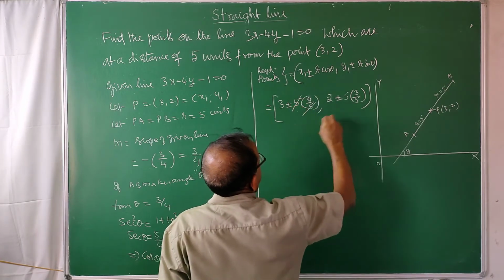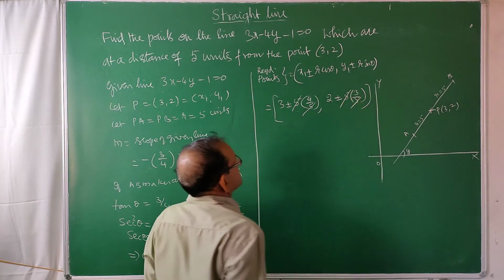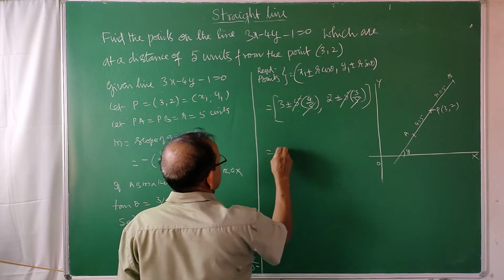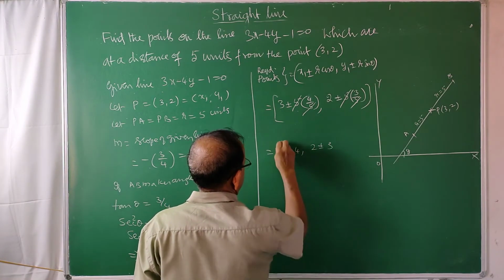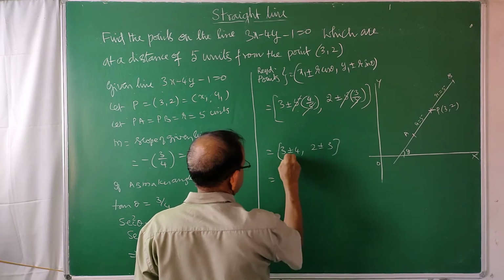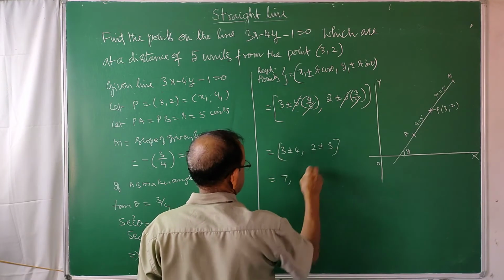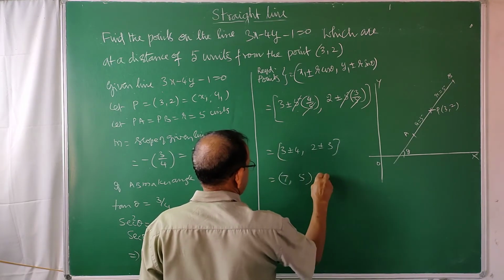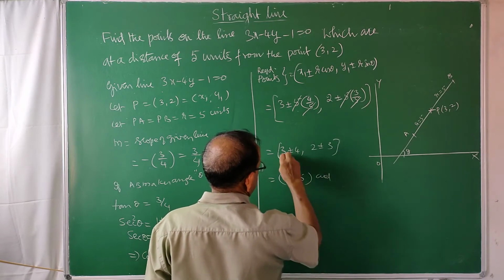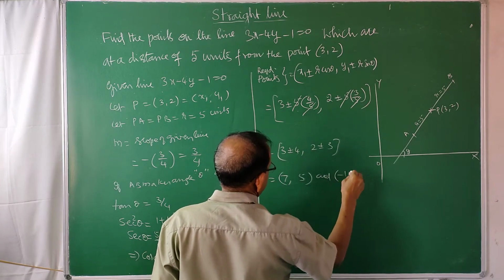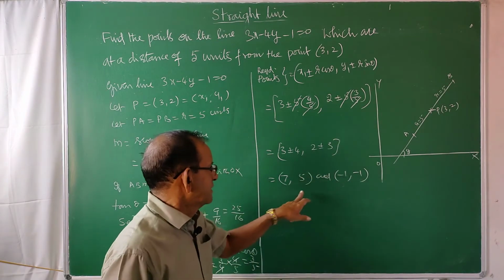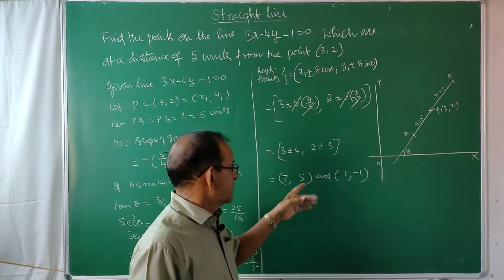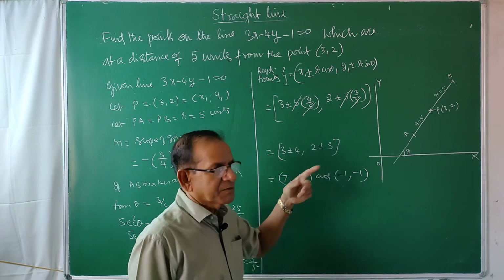5 is cancelled, here also 5 is cancelled. So 3 plus or minus 4 and 2 plus or minus 3. Take plus sign first, 3 plus 4 is 7, 2 plus 3 is 5. And another point, 3 minus 4 is minus 1, 2 minus 3 is minus 1. So these are the 2 points on that line, that is A and B, which are at a distance of 5 units from the given point.